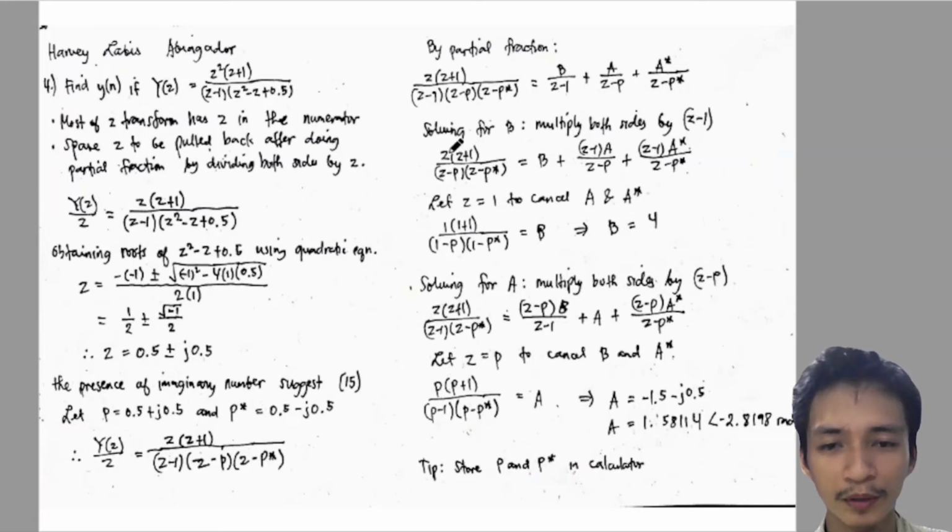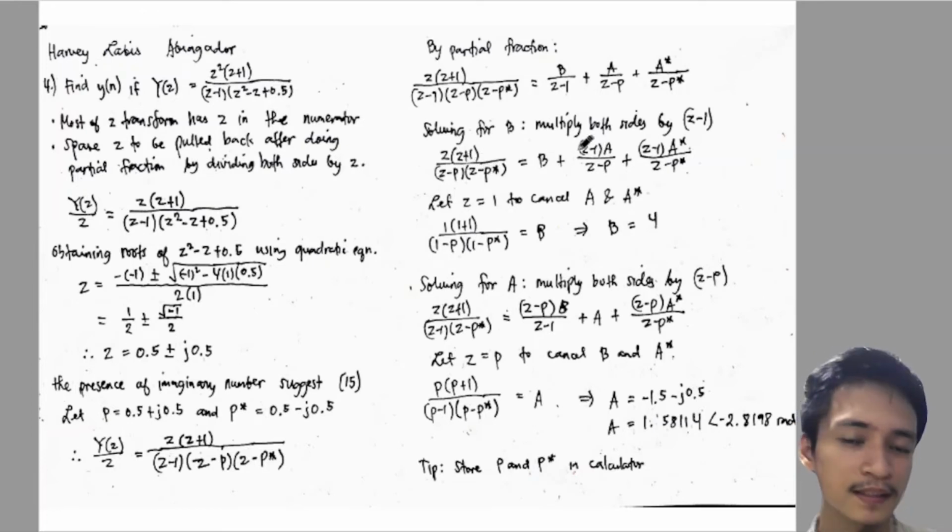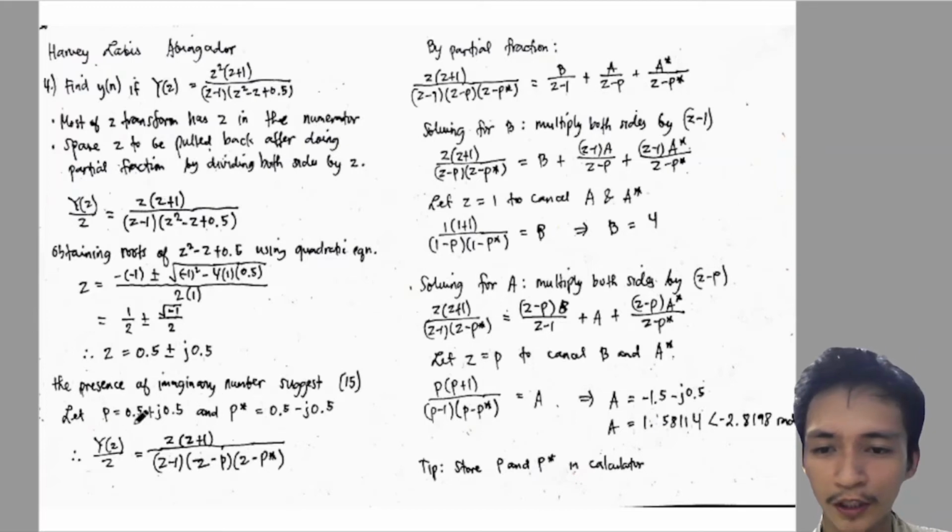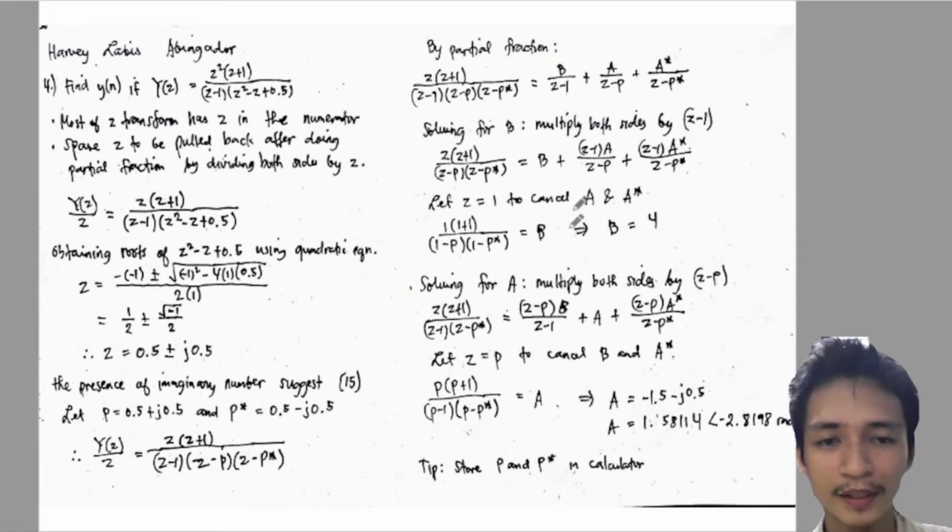So if we did that, we get z times (z plus 1) over (z minus p) times (z minus p conjugate) equals B plus (z minus 1)A over (z minus p) plus (z minus 1)A conjugate over (z minus p conjugate). To cancel A and A conjugate, we let z equals 1. Therefore, 1 times (1 plus 1) all over (1 minus p) times (1 minus p conjugate) equals B. Using this p and p conjugate based on here, we get B equals 4. Okay, so now we have B. Let's move on to A.